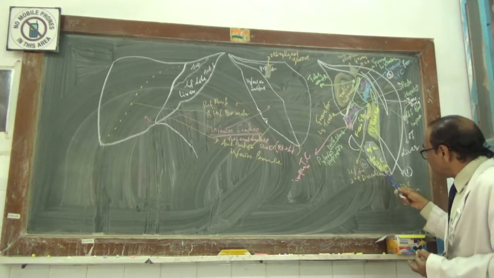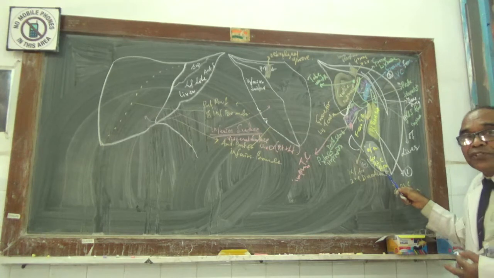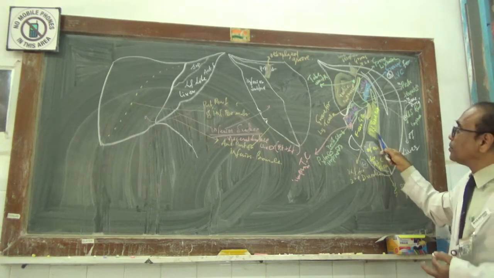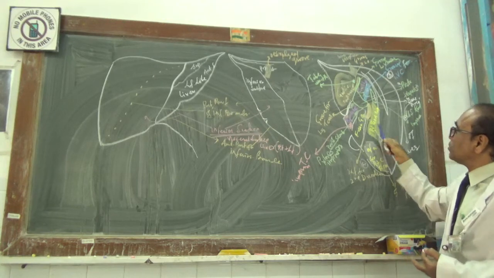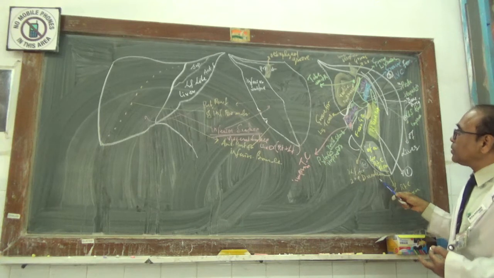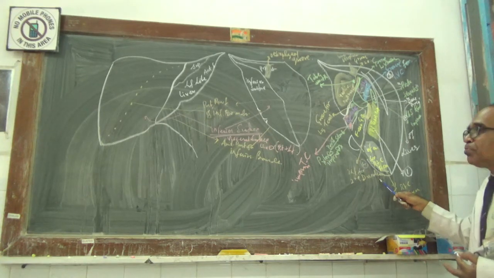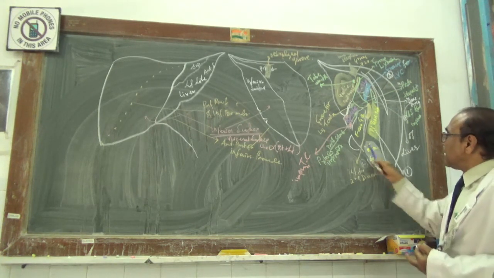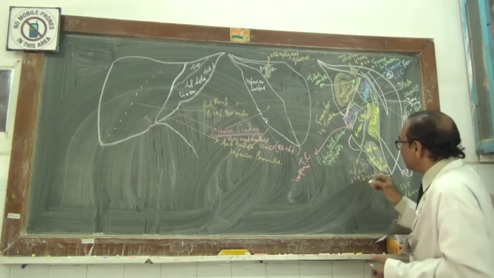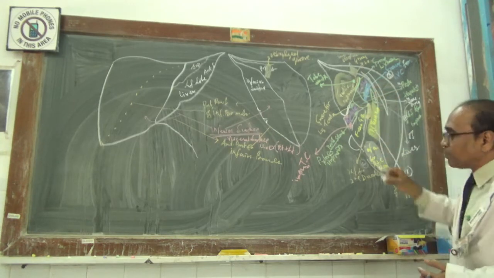Now this right colic impression, present on the inferior surface of the right lobe of the liver, above it is related to the right renal impression. Medially it is related to the second part of the duodenal impression, as well as the ending of the first part of the duodenal impression, and medially it is related to the fossa for the gallbladder. So this will be the thing here.